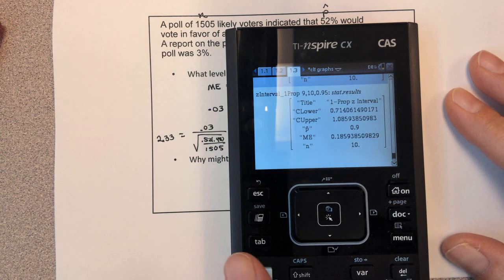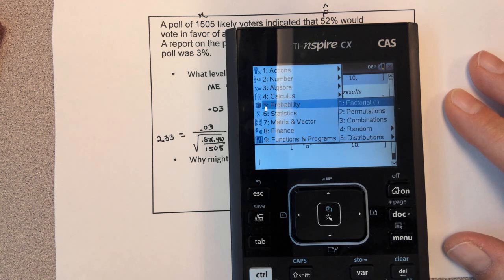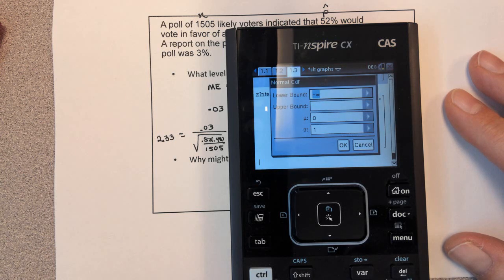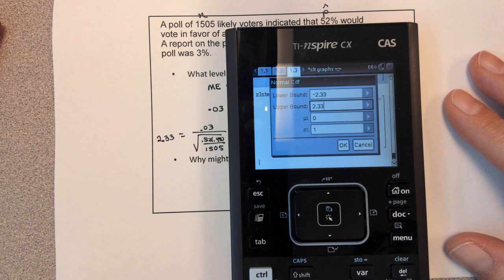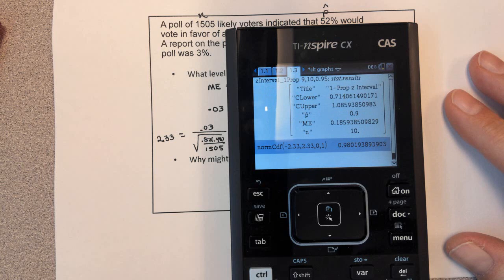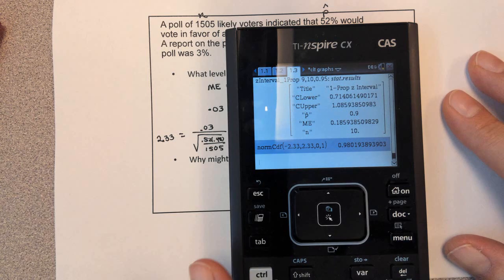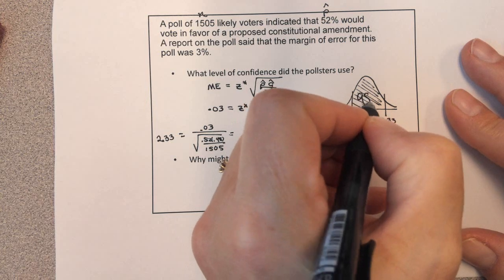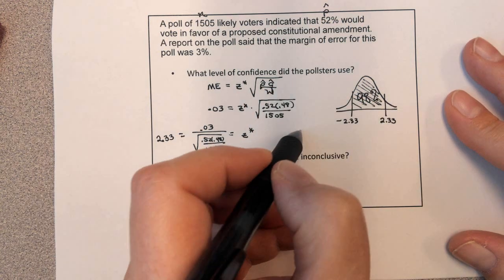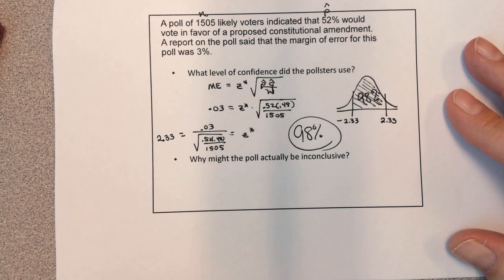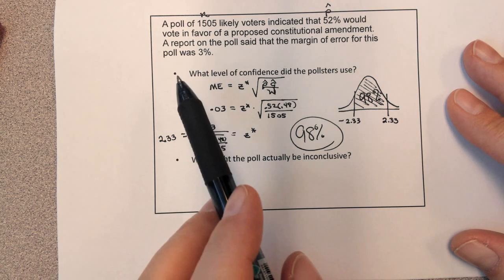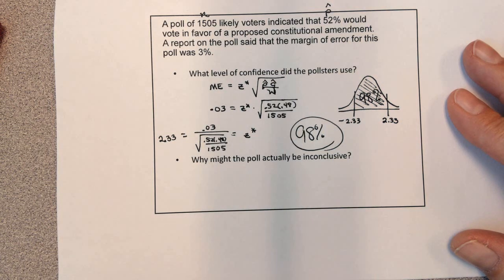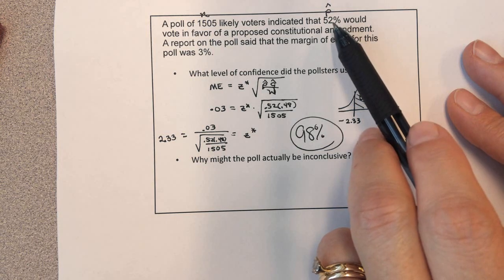So we want to do normal CDF, and the lower bound's negative 2.33 and the upper bound's positive 2.33. Those are Z scores, so leave mean and standard deviation 0 and 1, and that's 98%. So 98% of the curve lies between those two Z scores, so my level of confidence is 98%. I'm 98% confident that between 49% and 55% of all voters are going to vote in favor of the proposed constitutional amendment. So we're within 3% of 52.